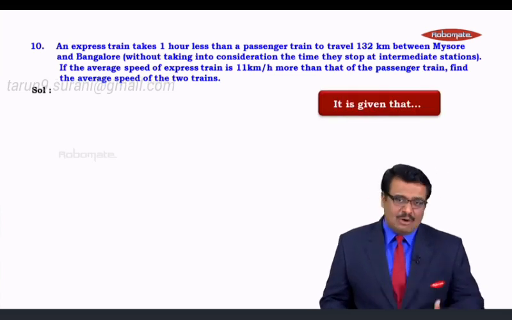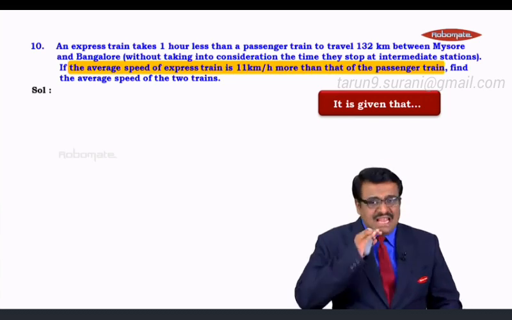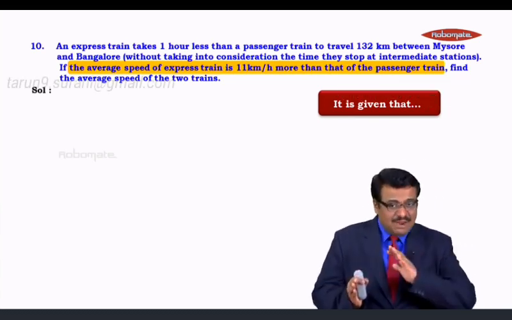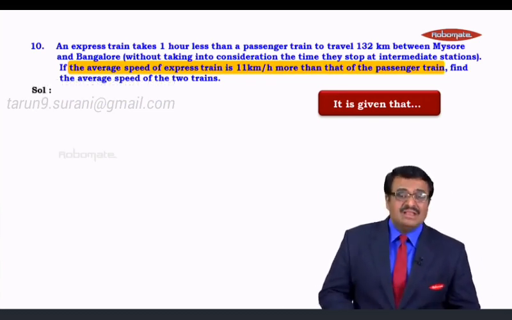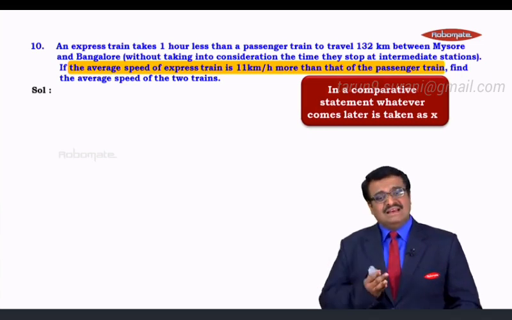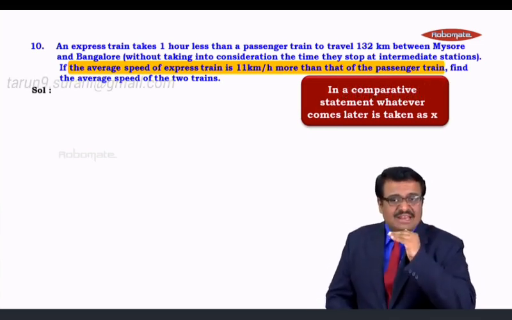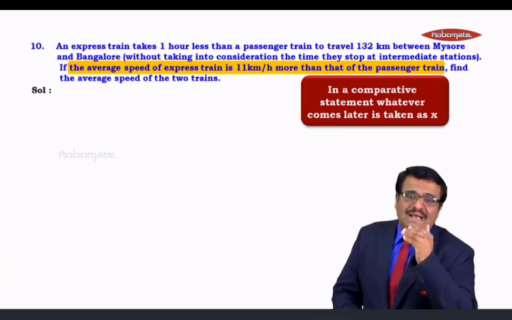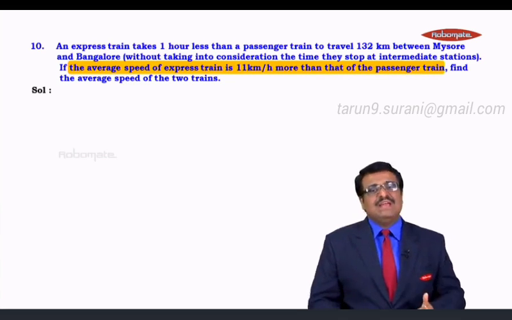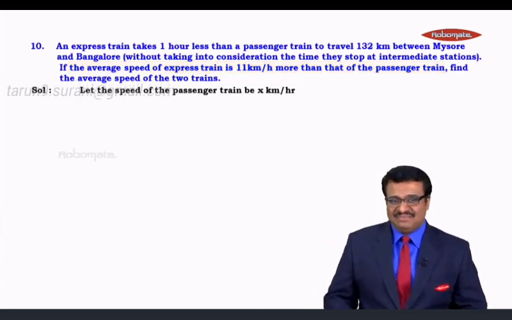Now when we read the problem, it is given that the average speed of an express train is 11 kilometers per hour more than that of the passenger train. Can you see the speeds of the two trains being compared here? And we all know that in a comparison statement, whichever comes later is taken as x. So which train comes later? Passenger train. So let the speed of the passenger train be x kilometers per hour. That's how we start the sum, right?